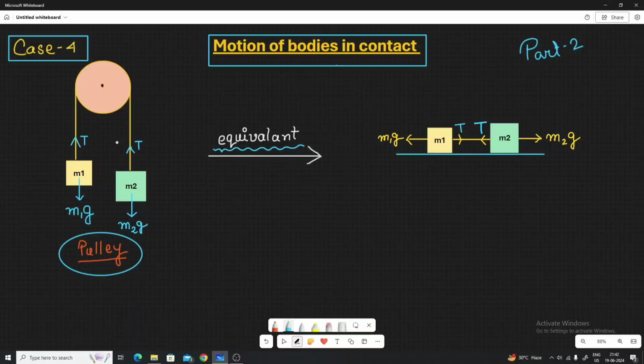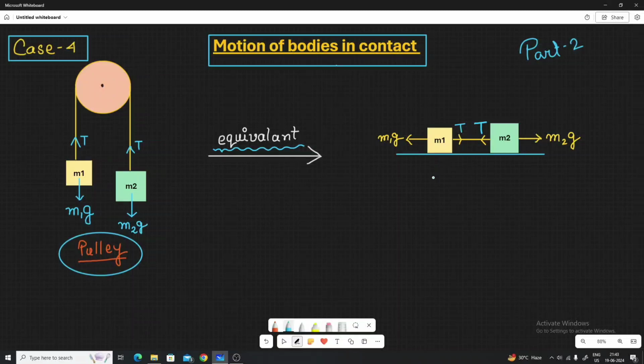Now the trick is this figure can be thought of as this figure when the pulley itself is not moving horizontally or vertically. If the pulley is fixed at a certain point, it is rotating, it is okay, but if the pulley is not moving horizontally or vertically, then this figure can be thought of as this figure. Now when you think of this figure, the problem will be easier to solve.